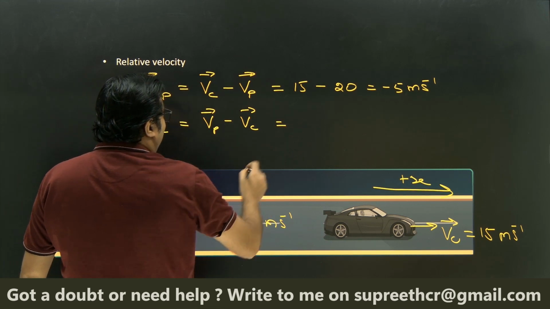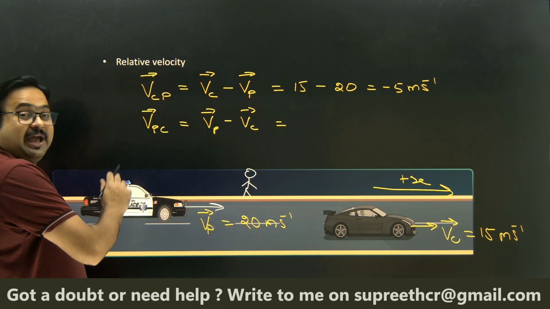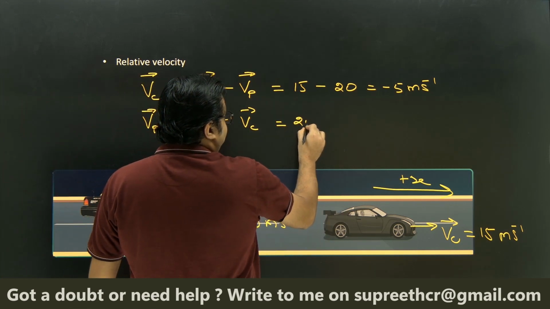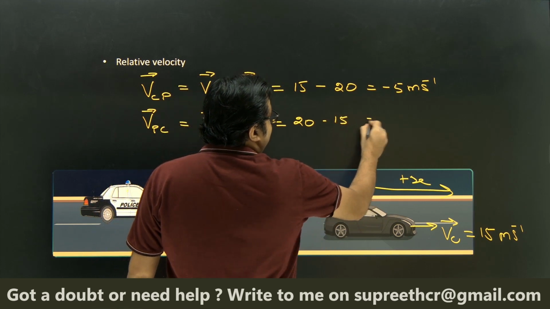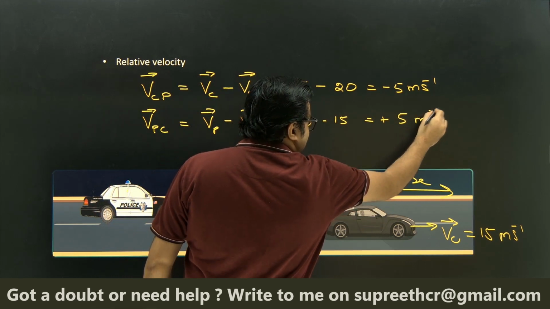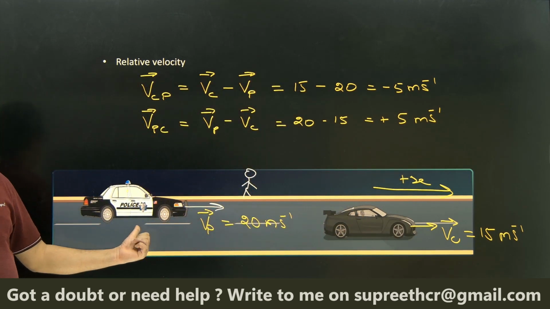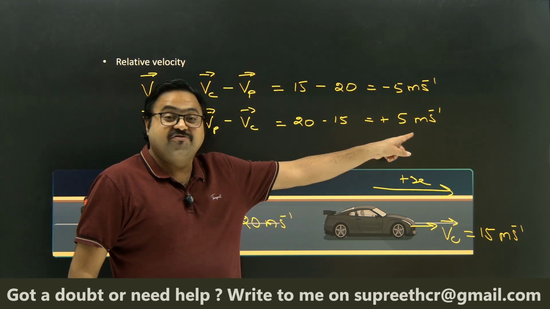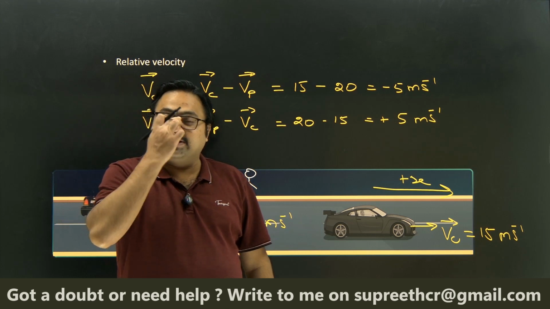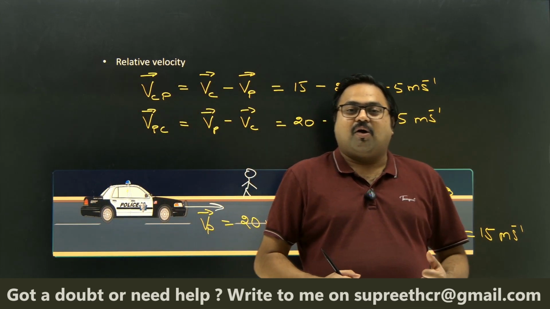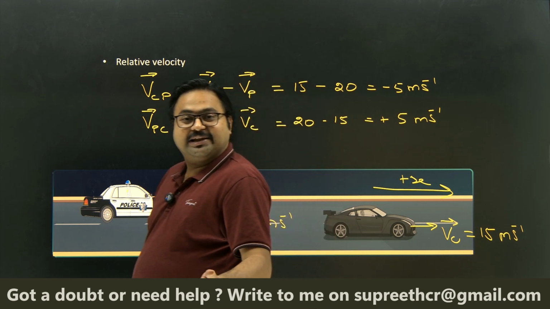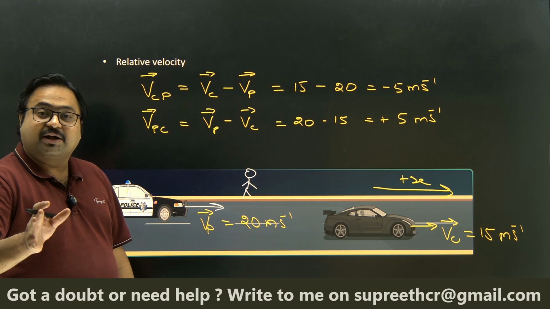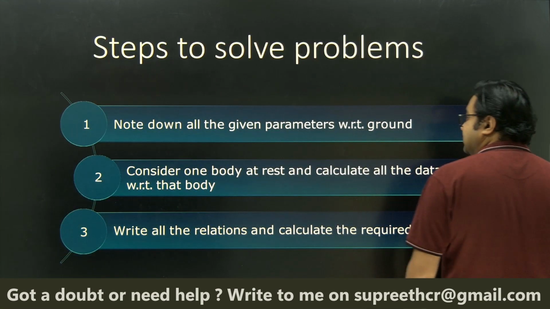But let's talk about what is the velocity of the police car as seen by the other car. It is Vp minus Vc, my friends. Vp is 20 minus Vc, that's 15. You again get a 5, but with a plus sign. That means this car sees the police car coming towards it with a speed of 5 meter per second. Now, this is the concept of relative velocity. The same can also be talked about with respect to acceleration. I'm sure that's not going to be a big deal. Let's now continue and solve a couple of problems based on whatever we have just now learned.